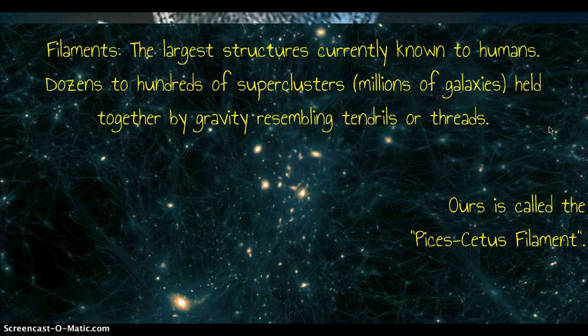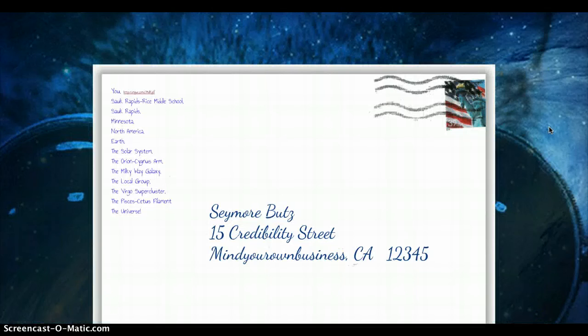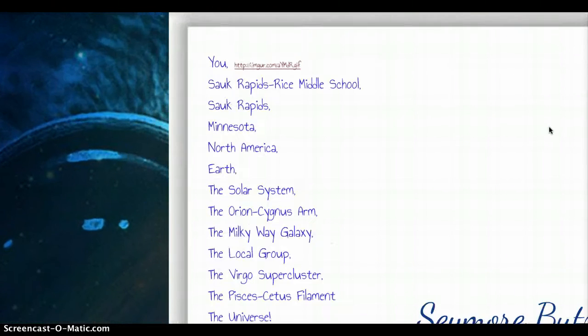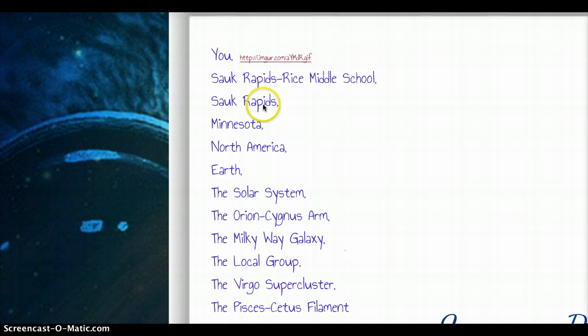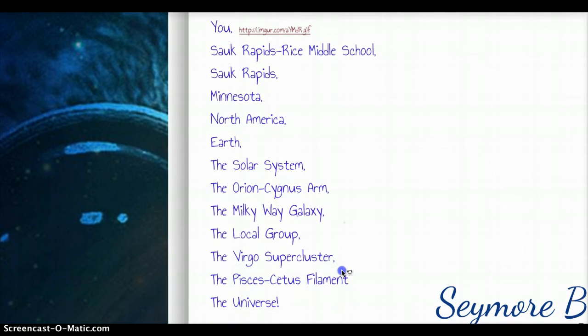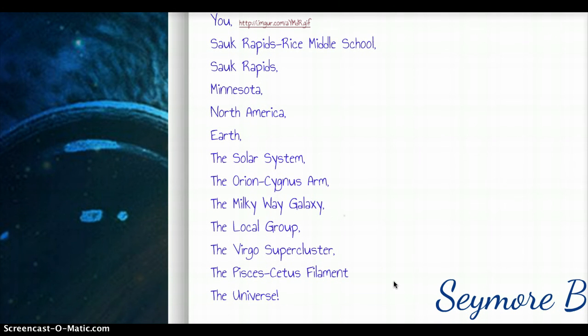So right now that's the largest structure that we know of. And so if we were to go back to that envelope and see what you would need to put on here, well, there would be you, and of course the Sauk Rapids Rice Middle School, Sauk Rapids, Minnesota, United States of America, North America, Earth, the solar system, the Orion Cygnus arm of the Milky Way Galaxy, of the local group, of the Virgo supercluster, of the Pisces Cetus filament, of the universe. And the universe extends outward in every direction 15 billion light years, as far as we can see with our strongest telescopes. And that, my friends, is what the universe is.